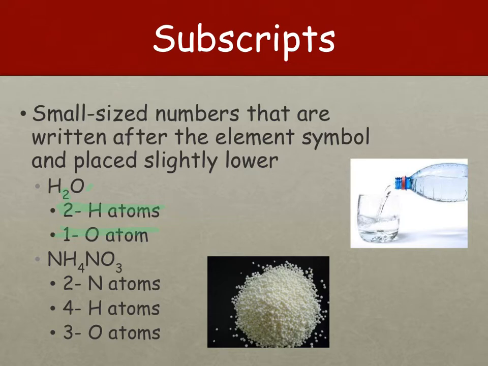Down here, we have 2 nitrogens. We have 4 hydrogens. And we have 3 oxygens. Okay, it's really important that you can count the number of atoms in a substance, because the whole basis of this is that we have the same number of atoms on the left side of the arrow and the right side of the arrow. If you count the atoms incorrectly, then it's going to be really hard to balance them out.